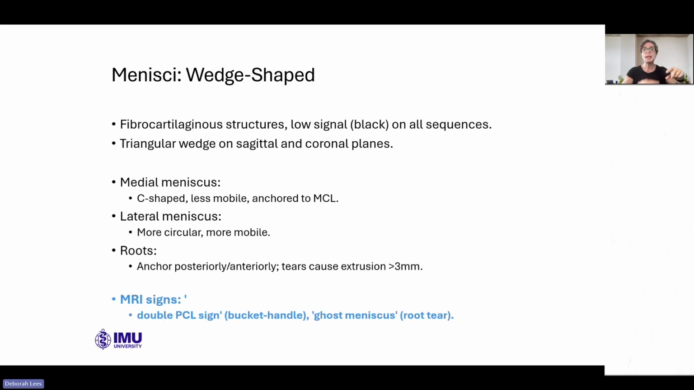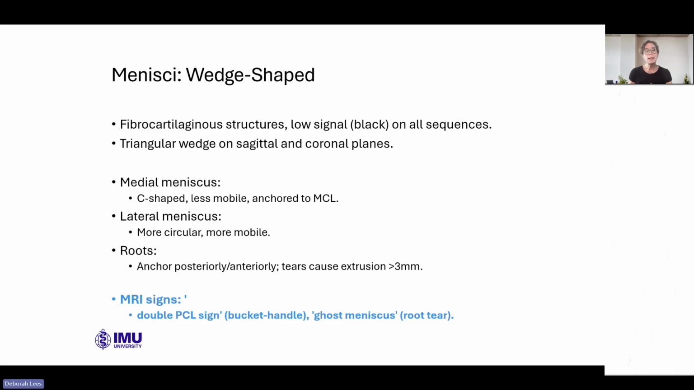Okay, menisci, they're wedge-shaped because we've got the horn, thickest on the outside, thin towards the center, and then if we're cutting them in a coronal, you're going to get a wedge and a wedge because you've obviously got nothing in the middle because it's a donut or a horseshoe shape.